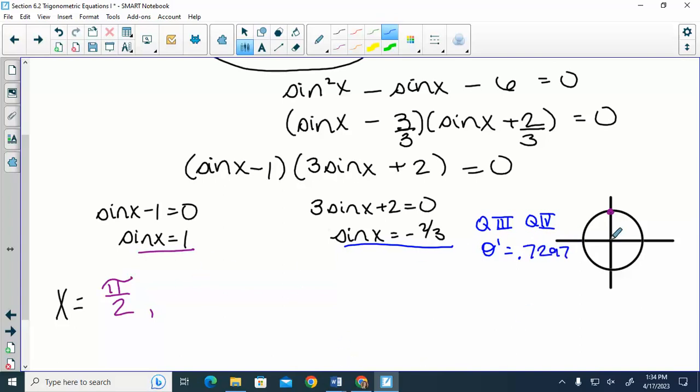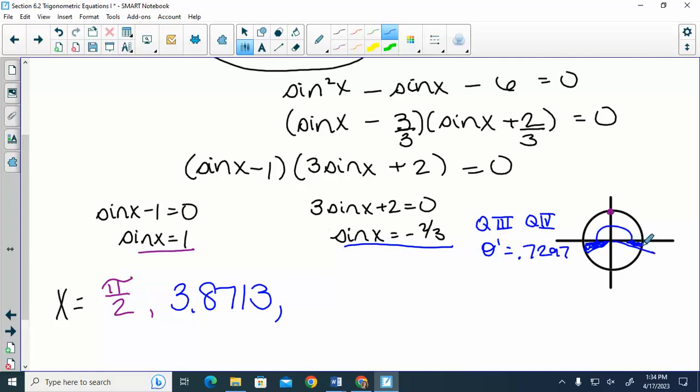Alright, in quadrant 3, so think about radians. I've told you that this little angle right here is 0.7297. You need the whole thing, so you have to add pi to that. So pi plus that gives me 3.8713.